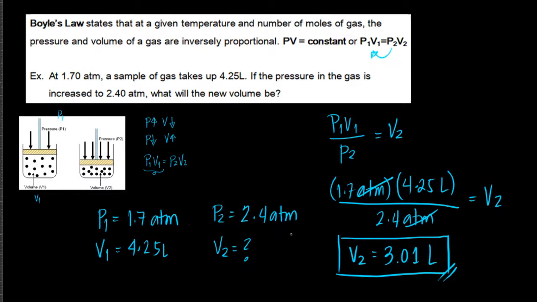As you can see, P2 became higher, so our V2 became lower compared to 4.25. Okay? Well, that is Boyle's Law.